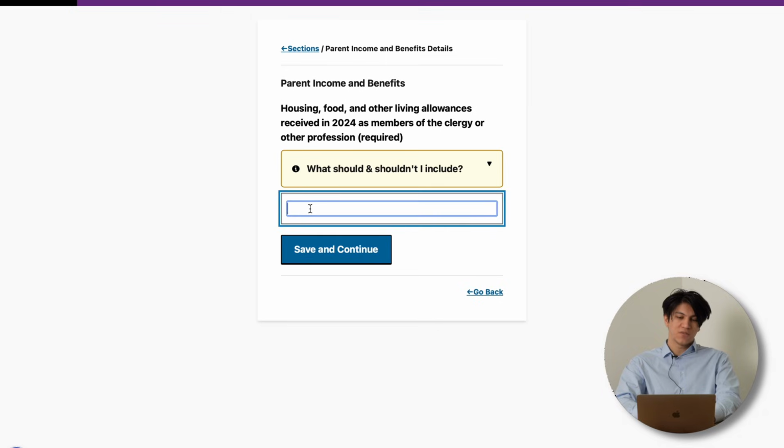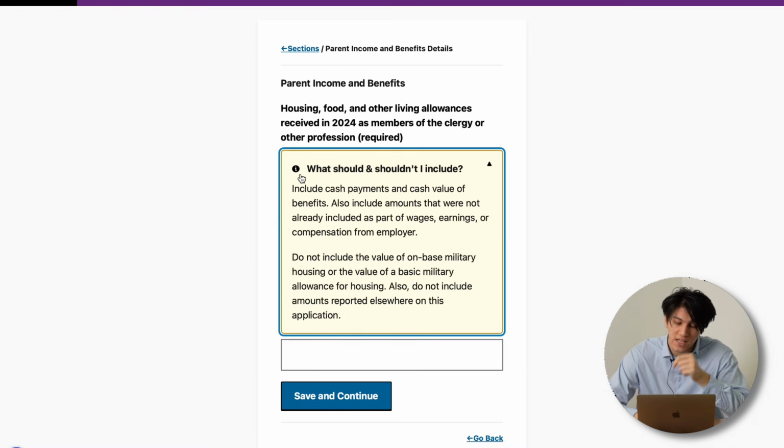Okay. Housing, food received. So that means that some of the parents, some of the people earn money because of their job. I mean, they have housing, food, other living allowances received in 2024 as members of the clergy or other profession. Let's say if your parents are working in the government in a specific important job and they're traveling around in the cities, they usually get the home from the government itself and they live in that house and they get food, everything on a regular basis. So if you have that situation, do include that. If not, no.